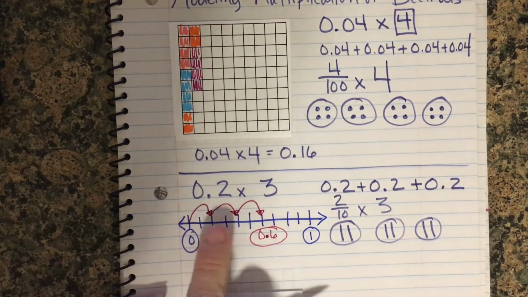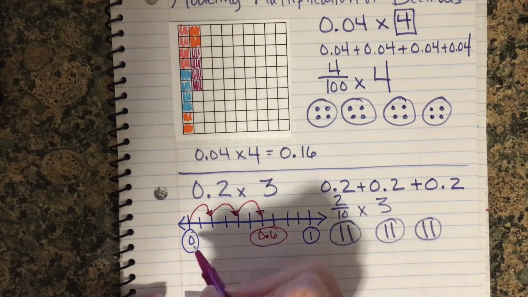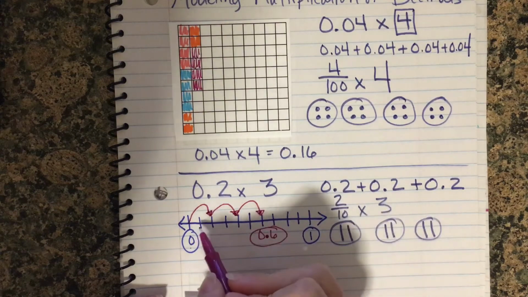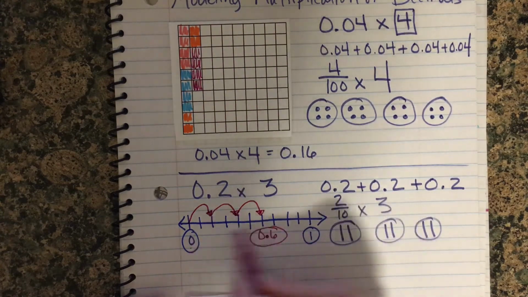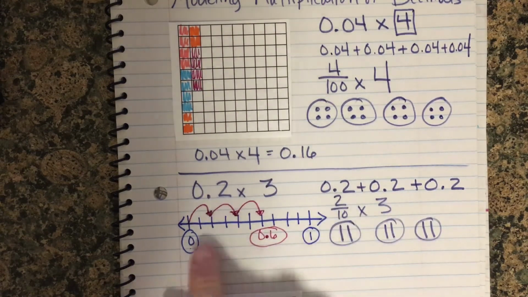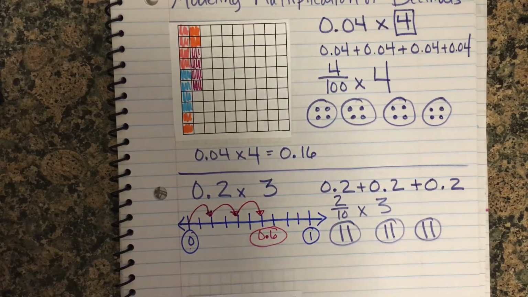So you will see these from time to time. Just know that if it starts at 0 and goes to 1, if there are 10 spaces in between, that number line is using tenths to represent it.